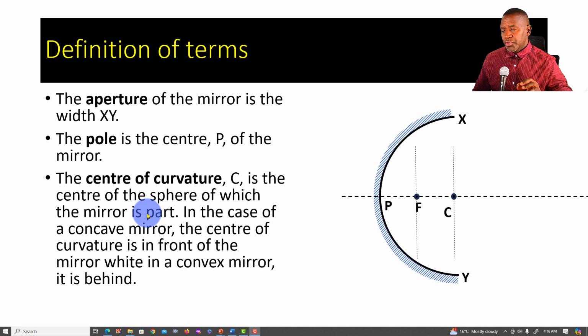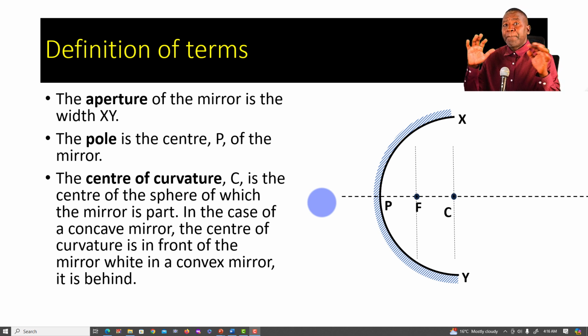So, having introduced some of the terms that help us in this study, let's look at the other terms. One of them is the aperture of the mirror. This plane here from X to Y is called the aperture of the mirror. The pole is the center of the mirror. It is at this particular point. This point here is called the pole of the mirror. It is a point at the center of the mirror. How about the center of curvature? The center of curvature of the mirror is the center of the sphere of which the mirror is part. Remember that these curved mirrors are part of a sphere.